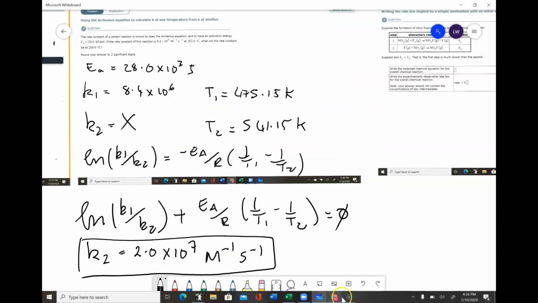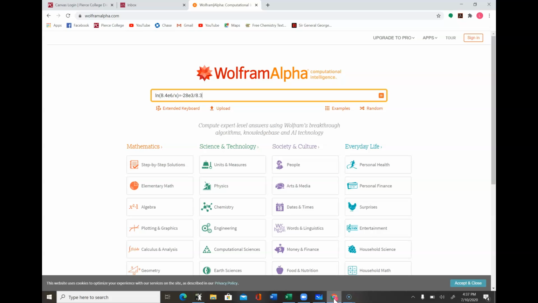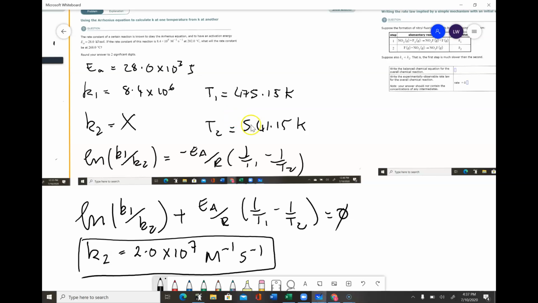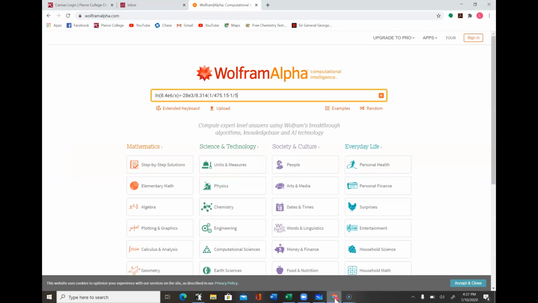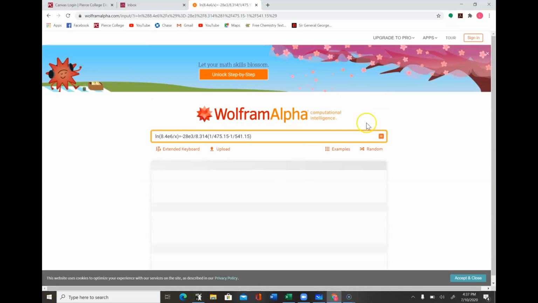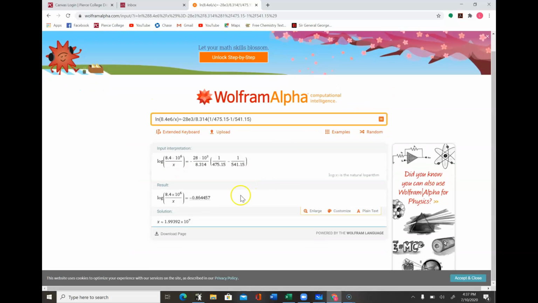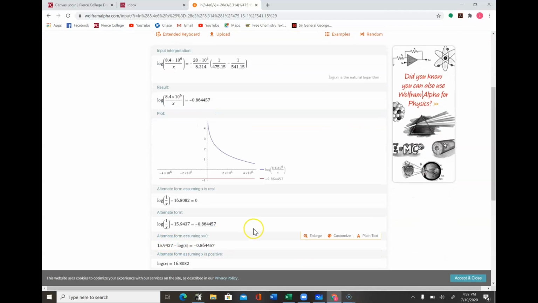28 kilojoules? Let's have a look at that. 28 kilojoules, yeah, on R, 8.314, multiplied by 1 on our T1, and our T1 was 475.15, minus 1 on T2, which was 541.15. Then close parentheses, and then in this case all you have to do is just hit the little equal sign at the end, and most of the time it'll solve for x for you. Here it goes. And same answer, right? Okay, so 1.99 by 10 to the 7.